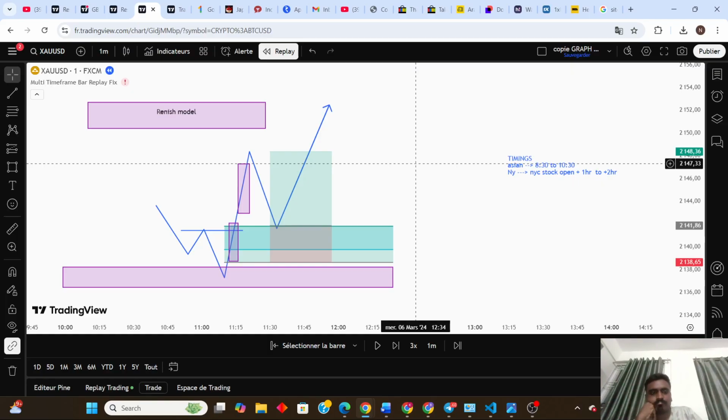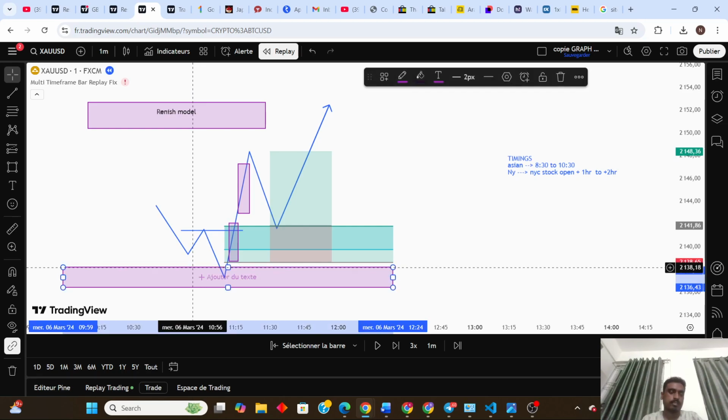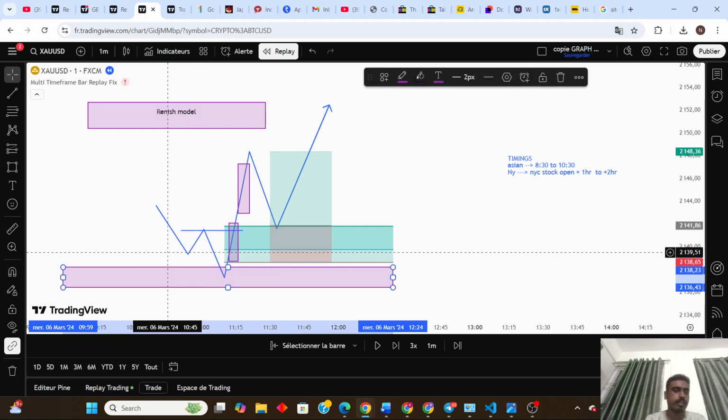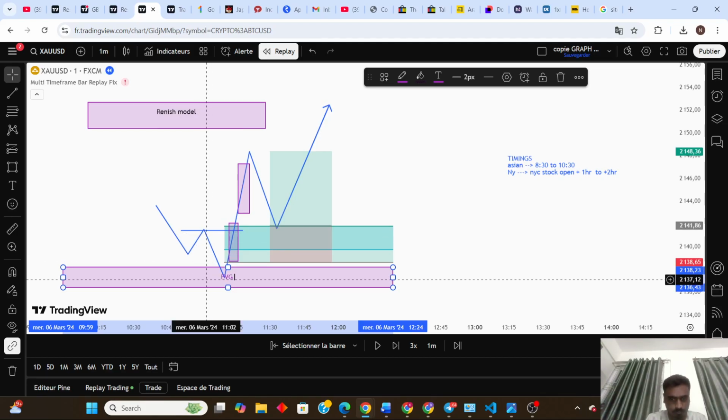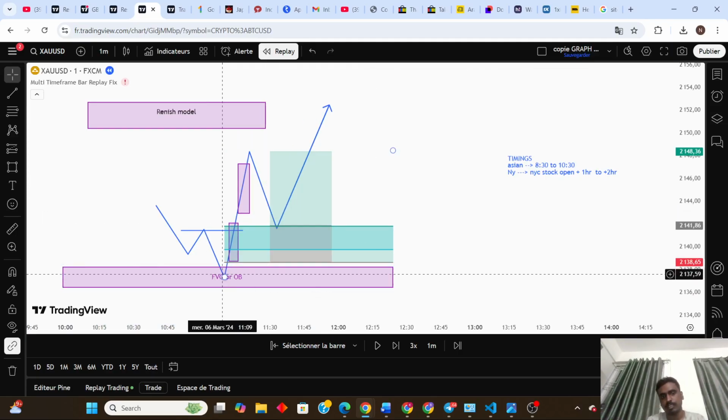And for increasing the probability of this model, what will you do? If you do this in a mechanical way, you will do this every time. So see this box? This leg should sweep liquidity, and there should be an FVG or order block here. This manipulation leg.